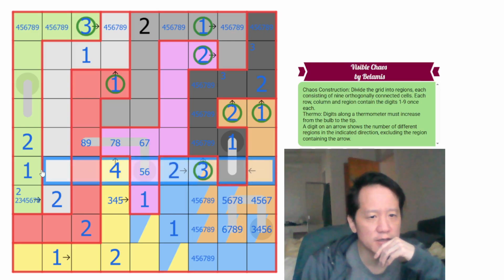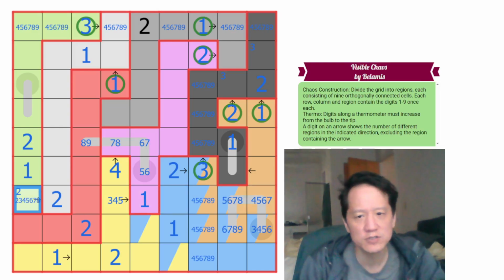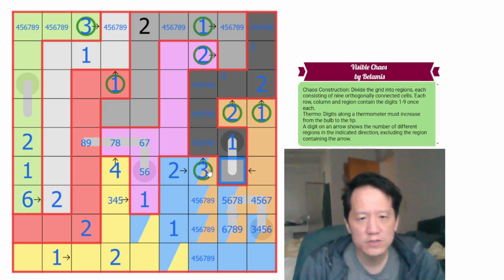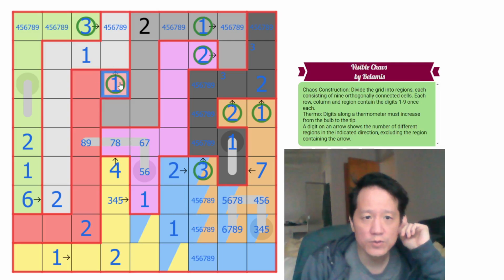Okay, how many regions does this see then? Okay, this sees, well, it has to see orange here. So this is 1, 2, 3, 4, 5, and 6. So this will see 6. This sees 1 blue, 2, 3, 4, 5, 6, 7. So this is 7 regions. So this cannot be 7 here, which means this can't be 6. So this is satisfied. This arrow is satisfied.